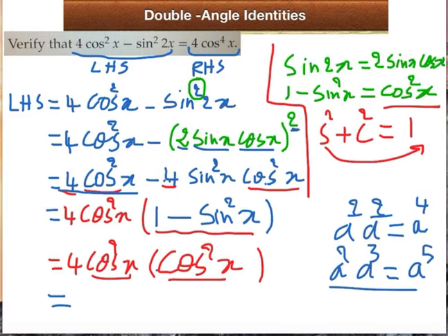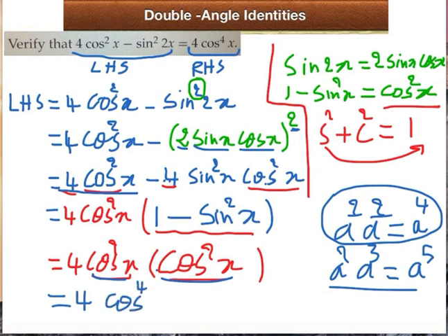So this is what I'm going to use. Cosine square times cosine square is exactly like a square times a square. Well done. So we get 4 cosine to the power 4 of x. Is this the right hand side? Yeah. Equals the right hand side. I started from the left hand side and I ended up with the right hand side. That means I verified the identity. This is what is required.